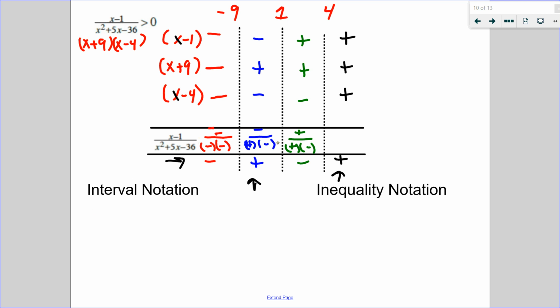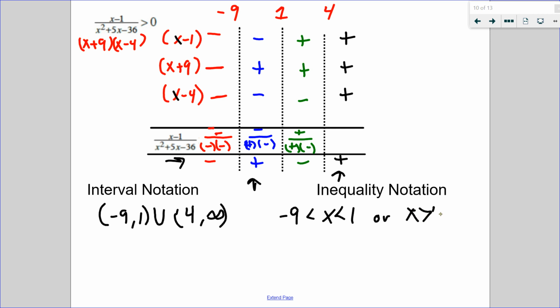So if I'm talking interval notation, this symbol is really important as well. It looks like between -9 and 1, it's going to be positive. I have a different region, so I'm going to have a union with another set of parentheses from 4 off into infinity. If I wanted to do this with inequality notation, I would say x is between -9 and 1, or, and that's the needed word for the inequality here, x is greater than 4.